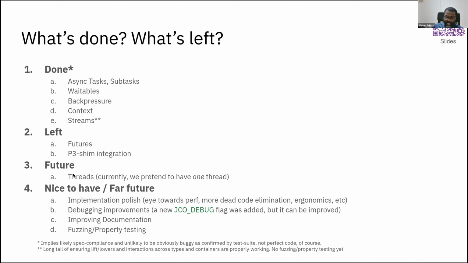And in the future, at some point, threads should and will need to be implemented in the JCO transpile or JS host. Right now, we essentially pretend like we have one thread, so tasks are not able to spawn new threads. For example, if a component tries to call the intrinsics that start or spawn a new thread, you just get an error thrown, right? So you just get a trap.